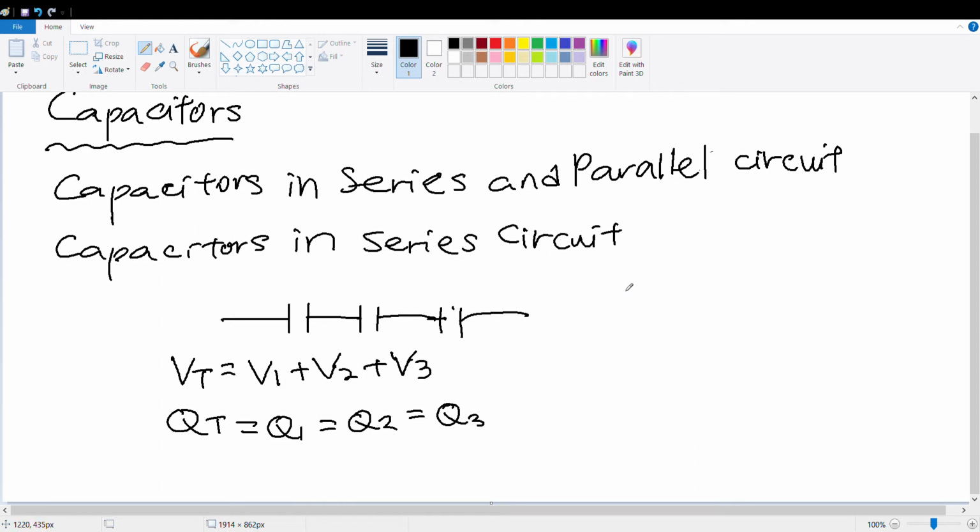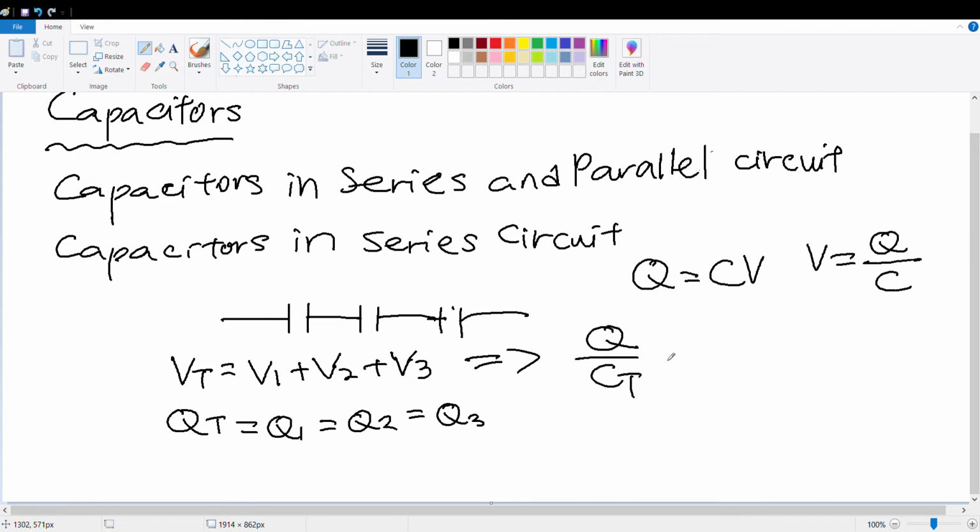Okay, we know that Q equals CV. So if I express V in terms of Q over C, and continue this equation, what I have is Q over CT equals Q over C1 plus Q over C2 plus Q over C3. I didn't write the Q as Q1, Q2, and Q3 since all the charges exerted in the capacitors are the same.